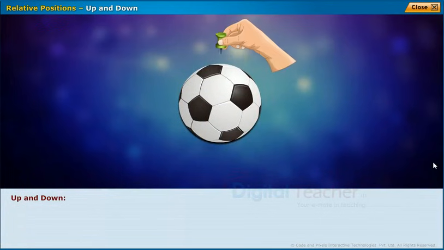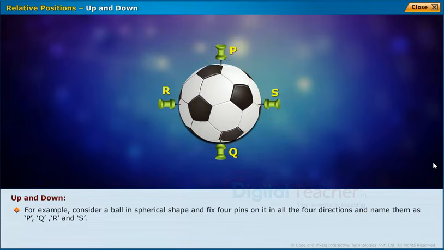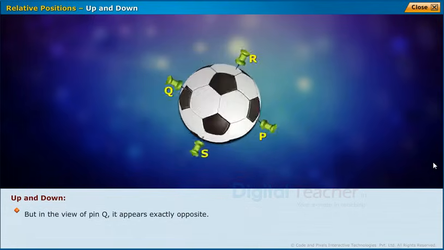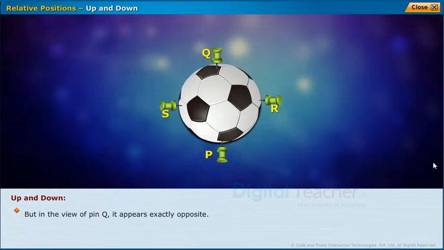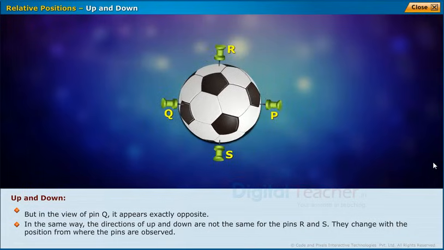Up and down. For example, consider a ball in spherical shape and fix 4 pins on it in all the 4 directions and name them as P, Q, R or S. From the point of view of pin P, the position of pin P appears up and the position of pin Q appears down. But in the view of pin Q, it appears exactly opposite. In the same way, the directions of up and down are not the same for the pins R and S. They change with the position from where the pins are observed.